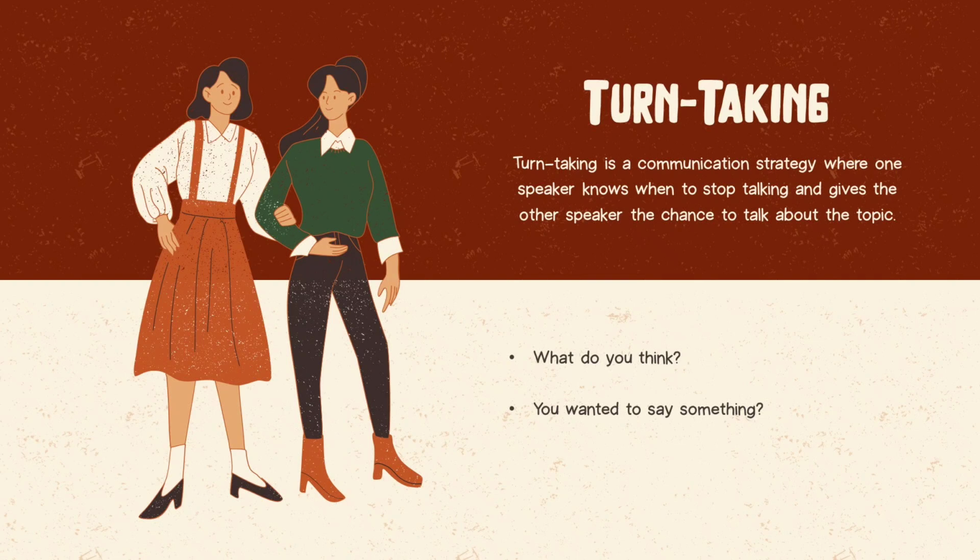Third, turn taking. Turn taking is a communication strategy where one speaker knows when to stop talking and gives the other speaker the chance to talk about the topic. You can use this strategy to avoid taking over the whole conversation. It allows all the participants to have a chance to speak. Remember, you have to listen to the other person talking instead of just waiting for your turn to talk. Examples: What do you think? You wanted to say something?